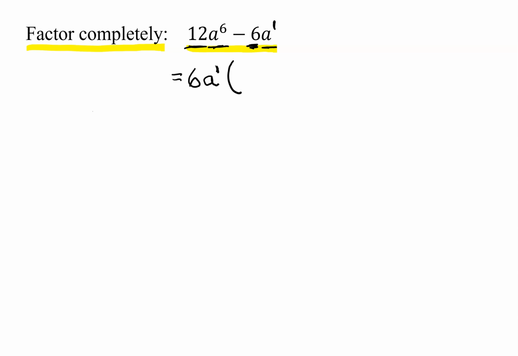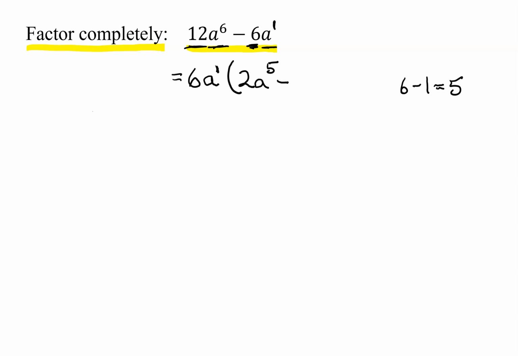And I pull 6a out of 12a to the 6th. 6 goes into 12 2 times. And if I pull a to the first power out of a to the 6th power, how many a's is it going to leave behind? Well, you're going to have 6 minus 1, which is 5. So it's going to leave me with a to the 5th.